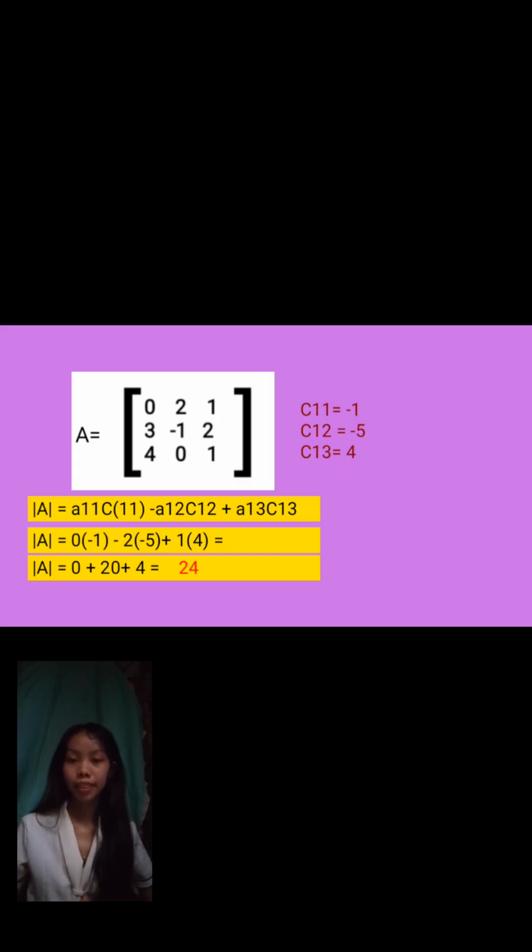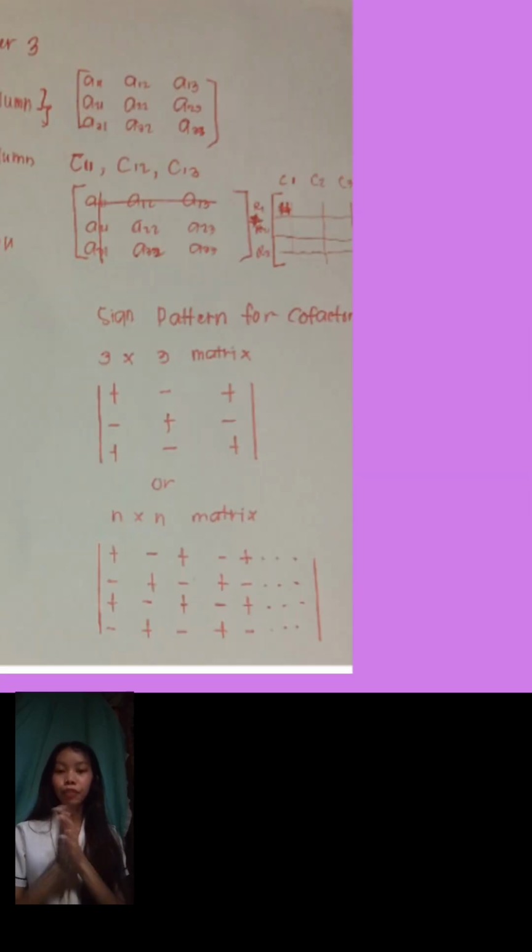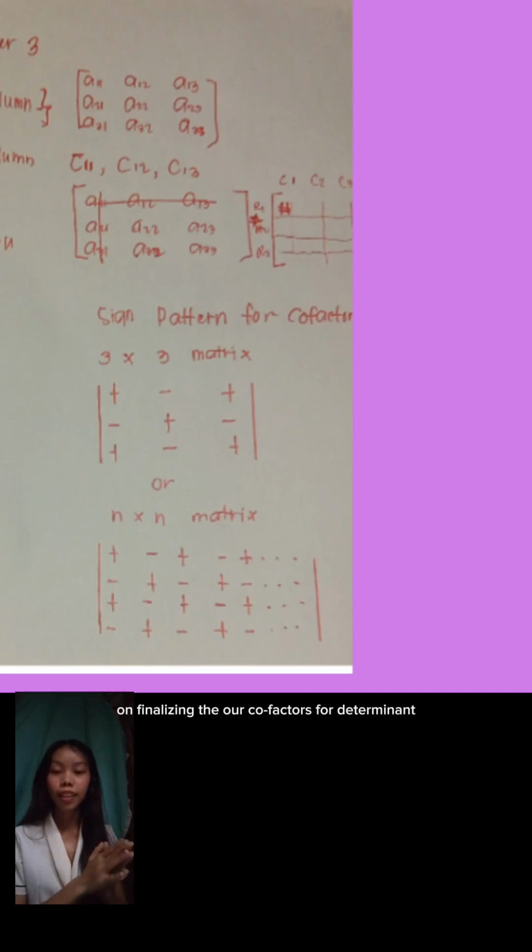So that would be our determinant for the 3 by 3 matrix A. We also have here the sign pattern for cofactors, in case you want a basis for why the cofactor becomes negative like that. So we have here our illustration for finalizing our cofactors based on their sign pattern.